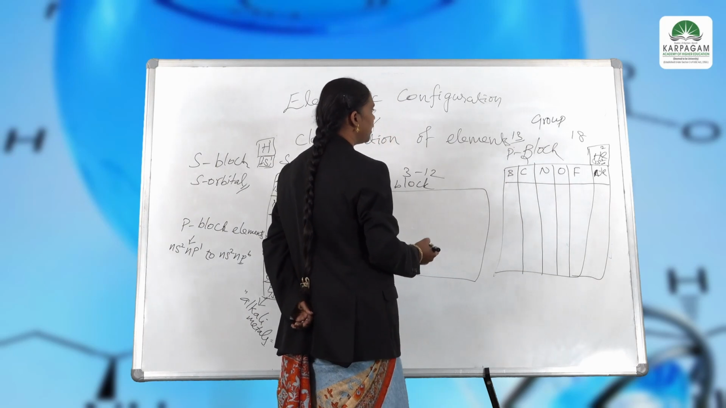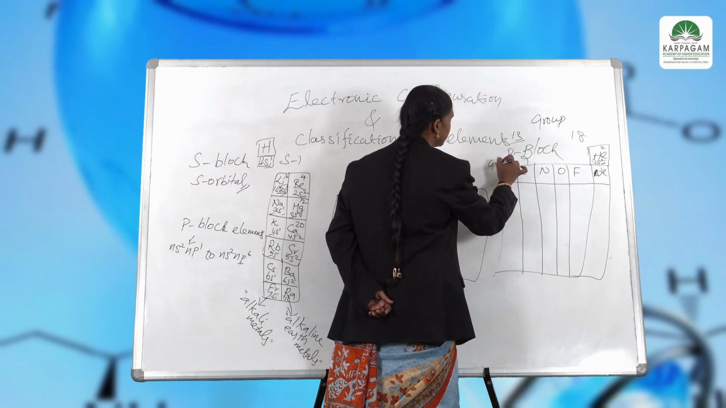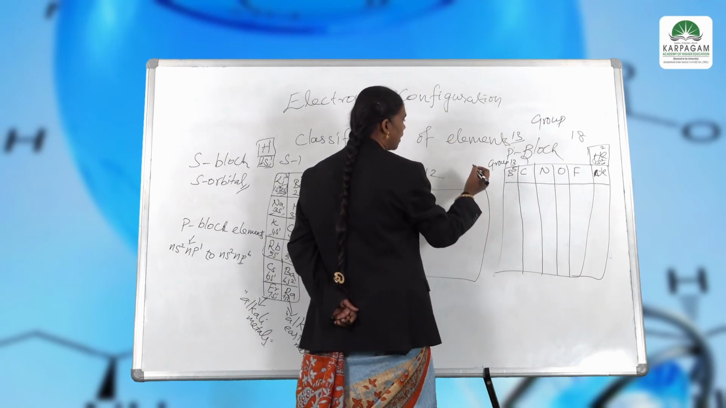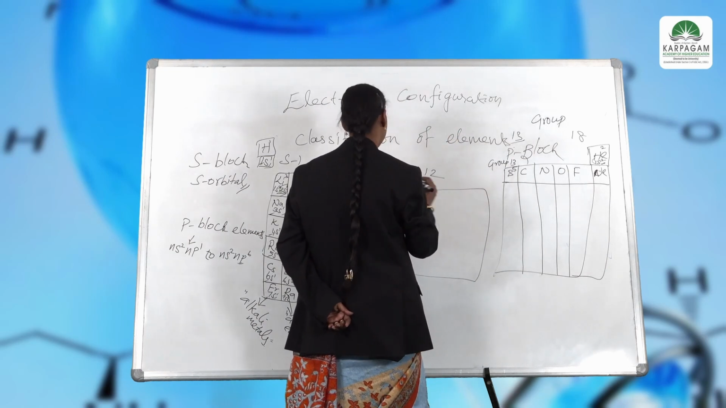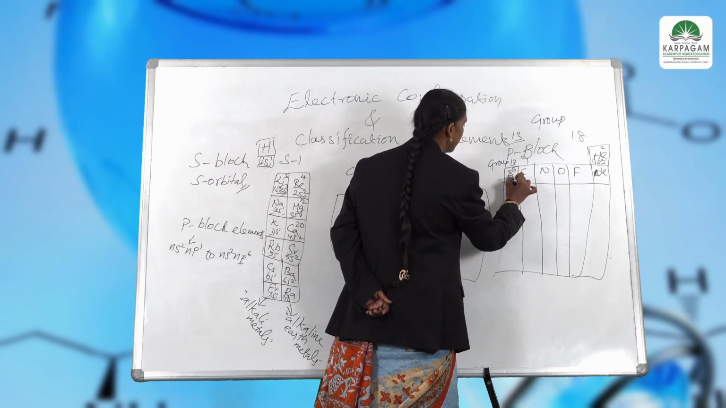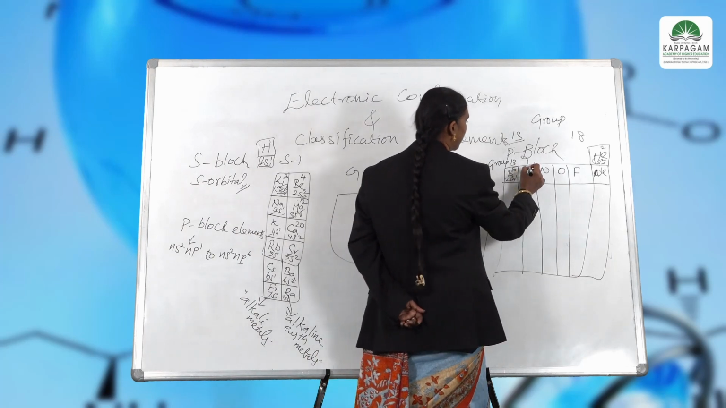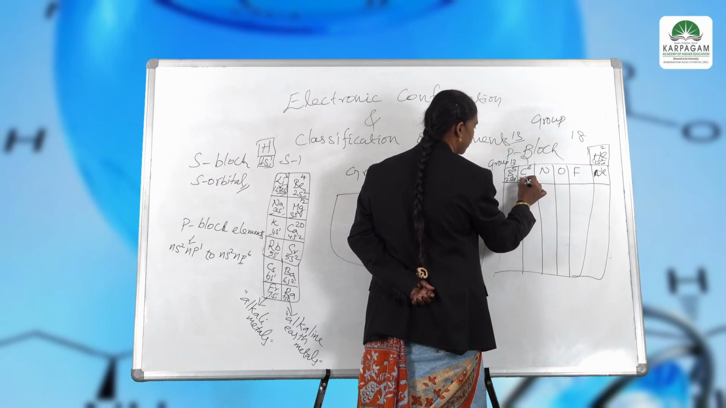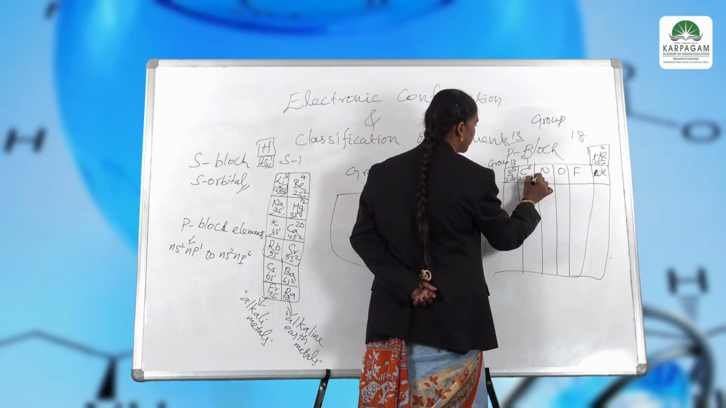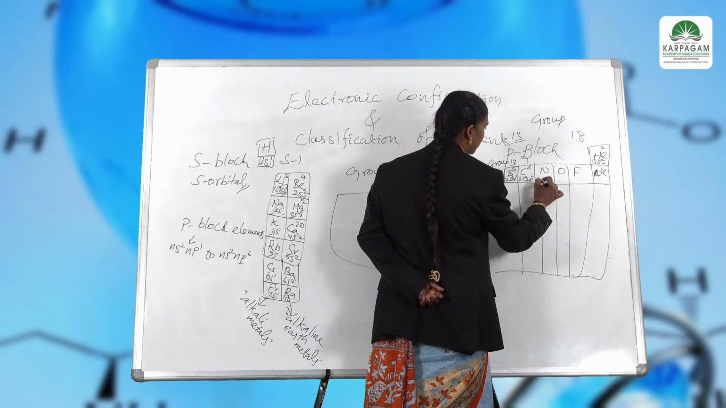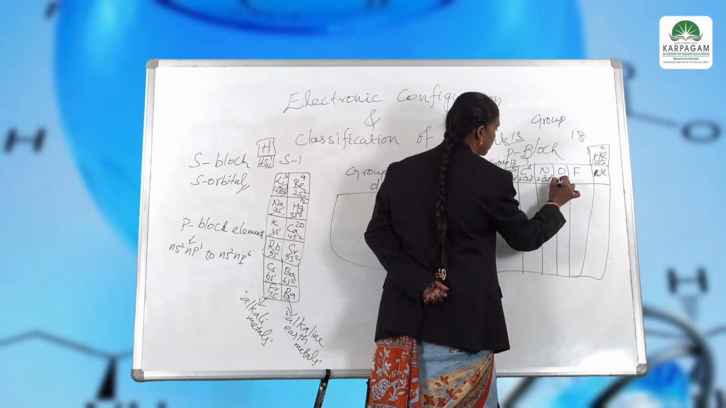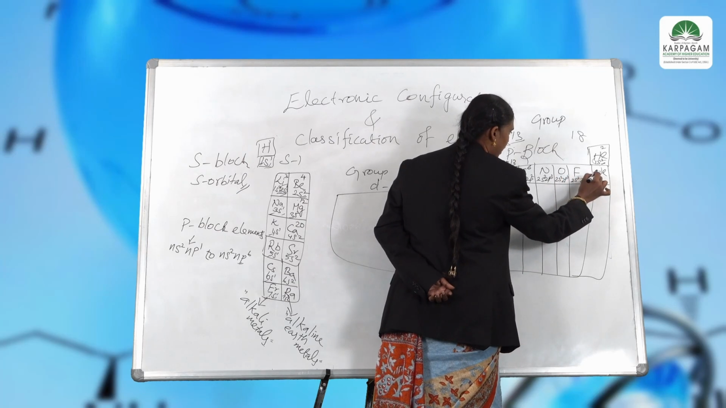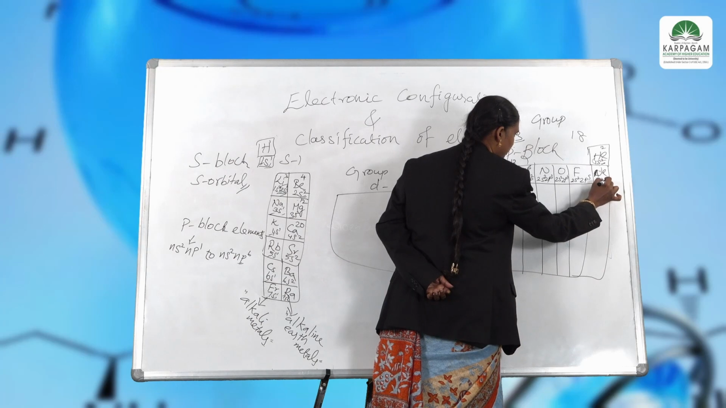Here, group 13 starts with boron. Its atomic number is 5 and its electronic configuration is 2s2, 2p1. Carbon's atomic number is 6 and the electronic configuration is 2s2, 2p2. For nitrogen, 2s2, 2p3; for oxygen, 2s2, 2p4; for fluorine, 2s2, 2p5; and here it is 2s2, 2p6.